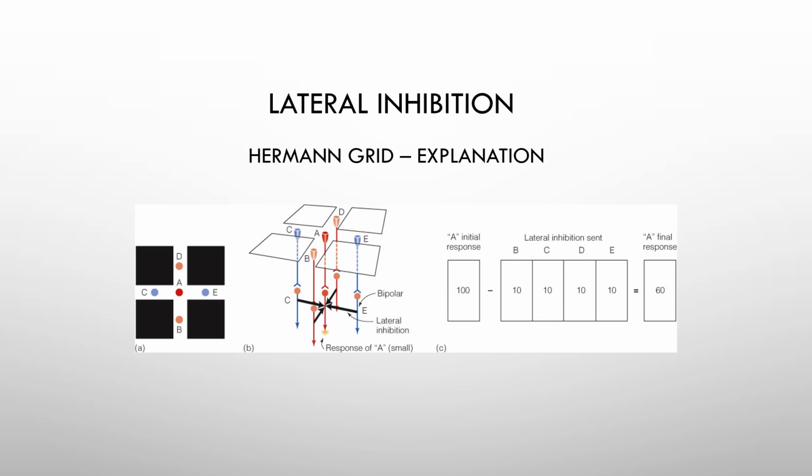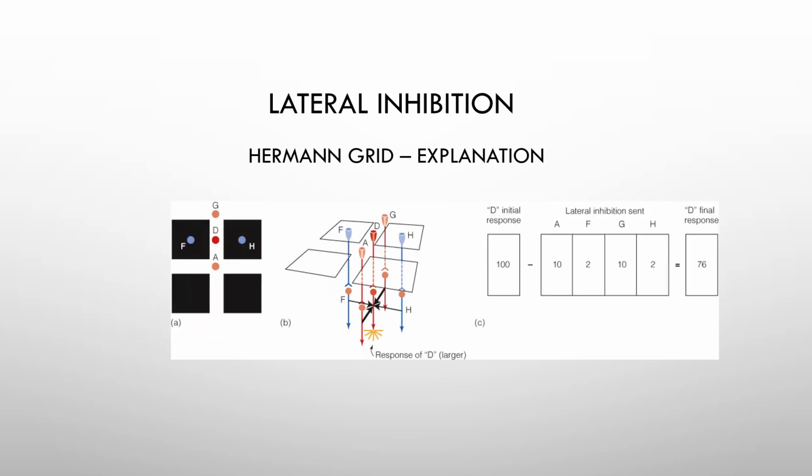If we look at the receptors that are surrounding A, B is in the white, so it's getting 100 units of activation, and we're going to subtract out that 10, that 10%. C, we're subtracting out another 10. D, another 10. And E, another 10. By the end of all of this, we subtract that 40, 100 minus 40 is 60. So A's final response, final answer, Family Feud, 60.